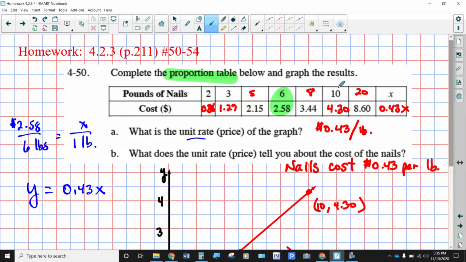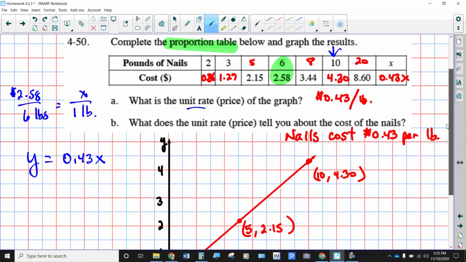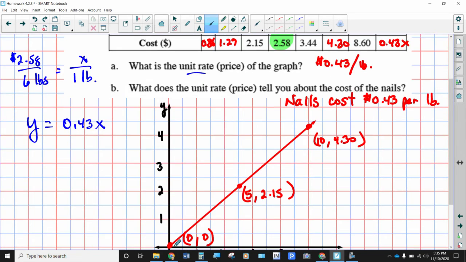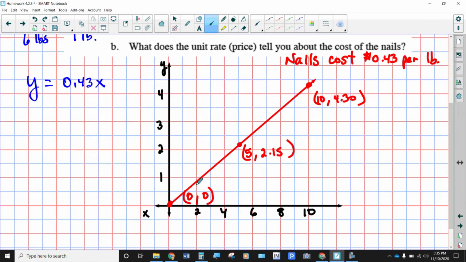Okay, so it looks like on the graph I chose to graph this point, and of course 0, 0, and then all the other points fall into place along the way. So here it is, 86 cents for 2. Here's your unit rate. That would be 1 for 43 cents.